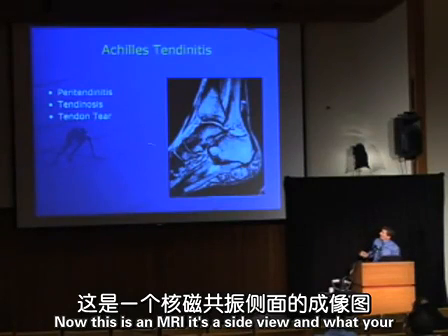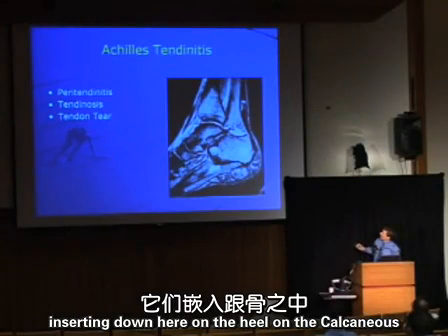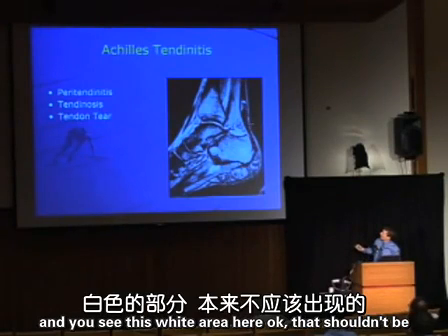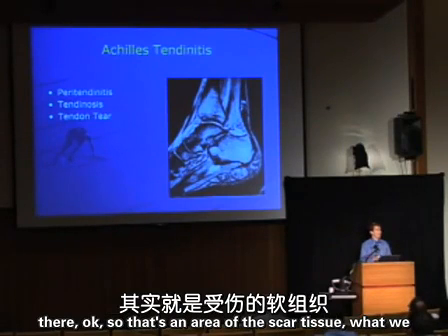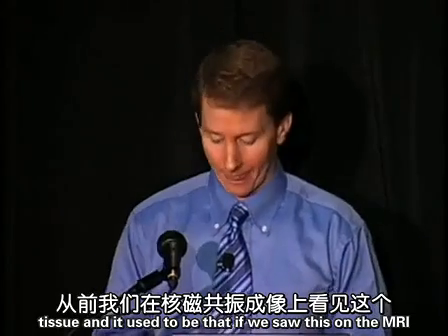Now, this is an MRI. It's a side view. And what you can see here, this dark area is the Achilles tendon inserting down here on the heel, on the calcaneus. And you see this white area here? Okay, that shouldn't be there. So that's an area of this scar tissue, what we call tendinosis. So it's weak tissue. It's thickened tissue.